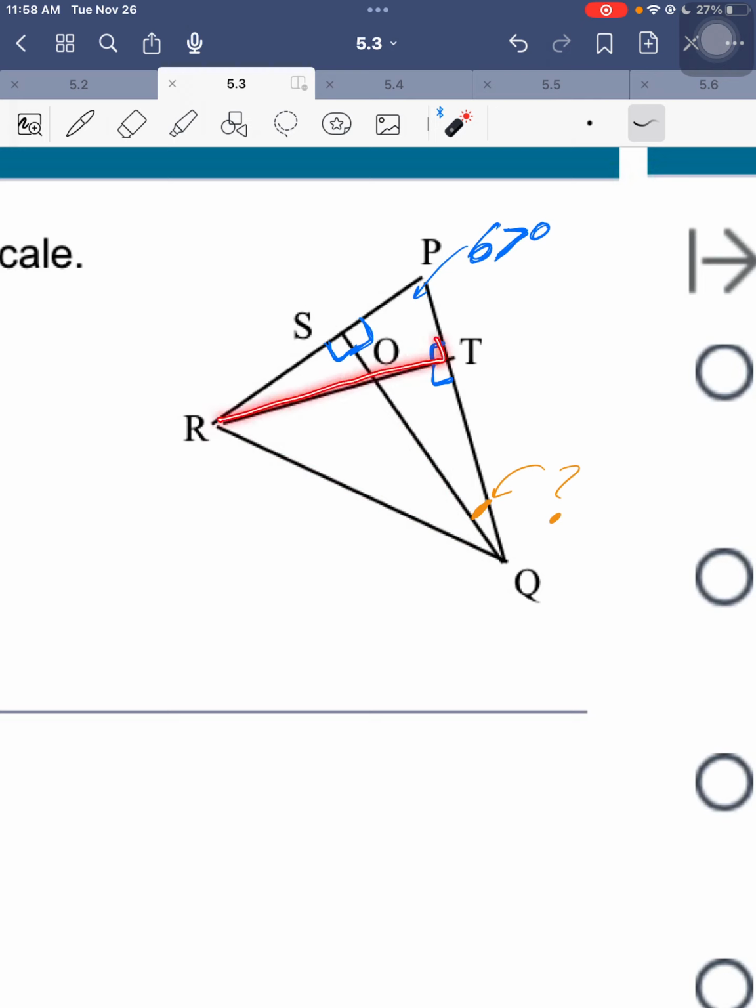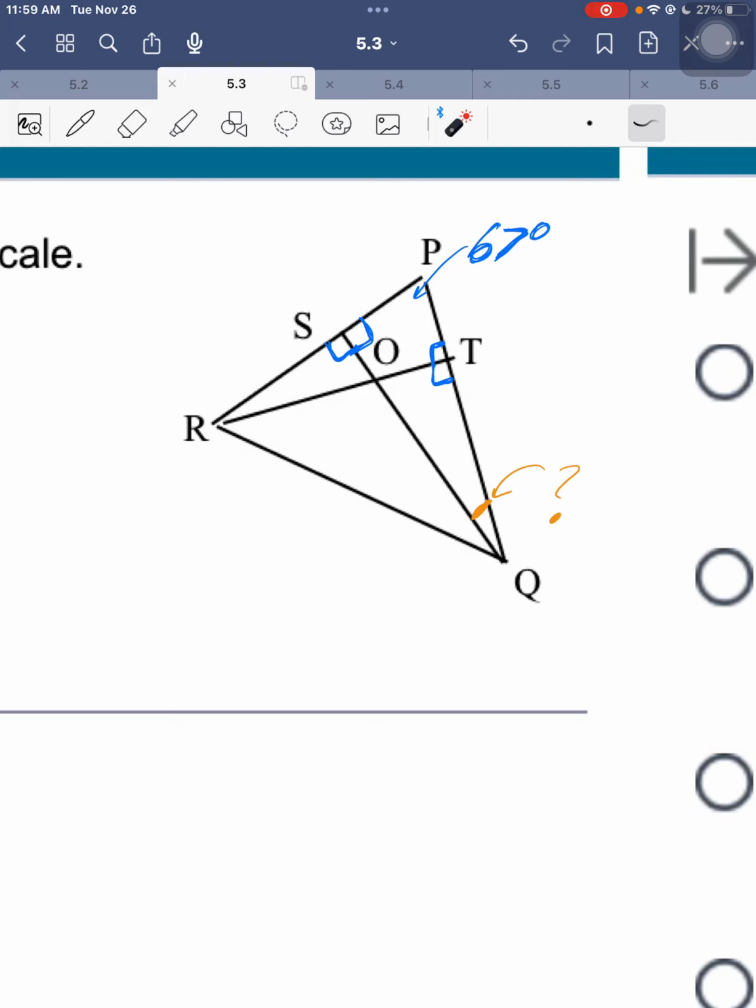Let's look at RTQ, right? Let's look at RTQ. I don't have an R. I have a T, but I don't have a Q. I don't even have the whole Q, even worse. So I can't use that.